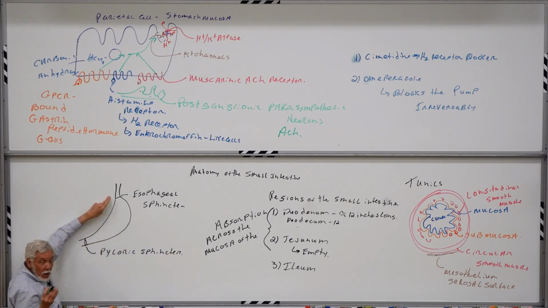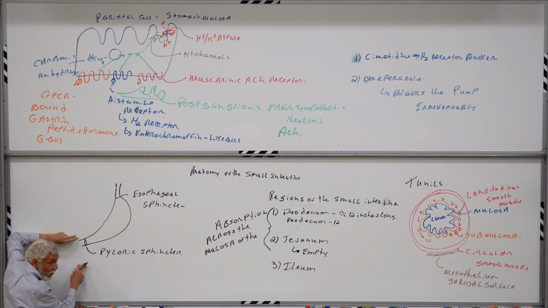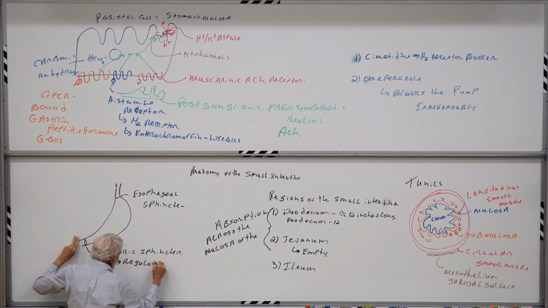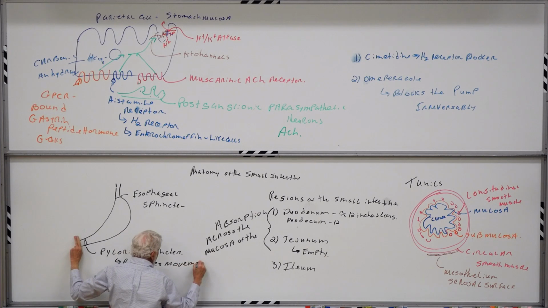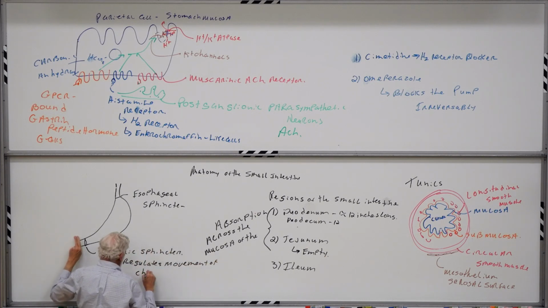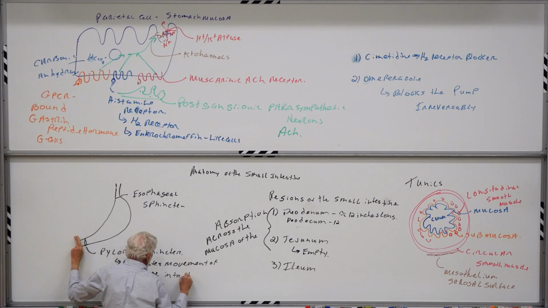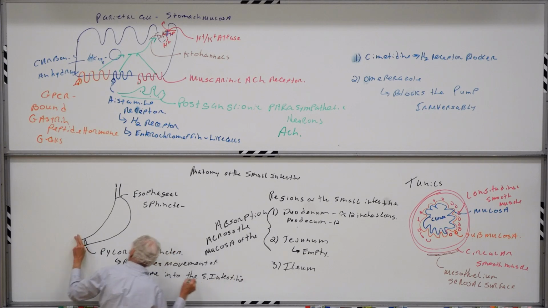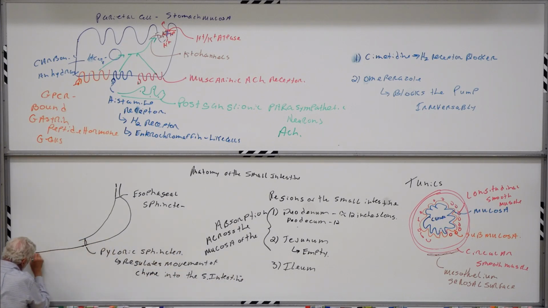We described yesterday how the esophageal sphincter was a circular piece of smooth muscle and regulated movement from the esophagus into the stomach proper. At this end of the stomach, the pyloric sphincter regulates movement of chyme into the small intestine. So now this is the small intestine here. We can label this. Let me make it a little bigger so I can work with it. This will be the duodenum.